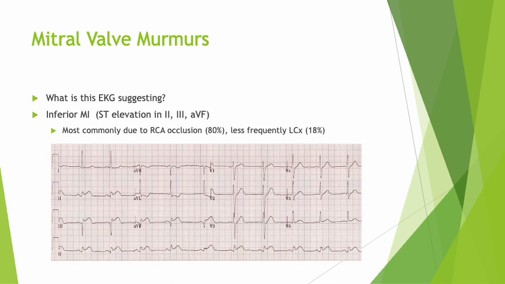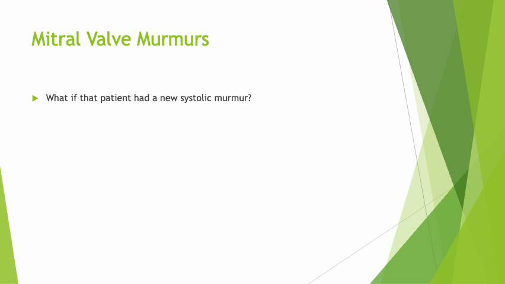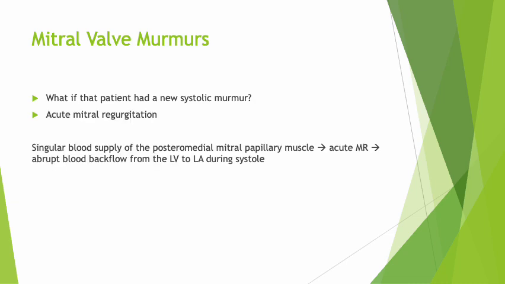And just remembering that inferior MI, when you say that you have these ST elevations in 2, 3, aVF, the most common cause is going to be an RCA occlusion. Less frequently, it can be the left circ. And what if that patient who had that inferior MI came in with a new systolic murmur? So think about acute mitral regurgitation in this setting, and that was kind of why I was showing an inferior STEMI in the setting of our mitral valve topic.